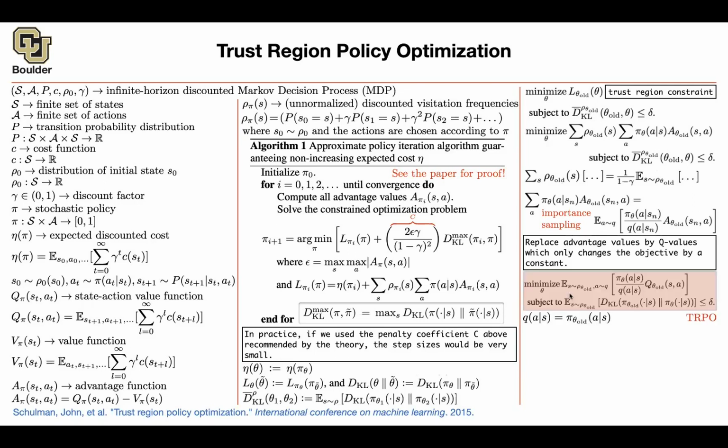We are almost done. And that's going to give us our TRPO algorithm. What we are doing now is just replacing everything up there. There is this expectation.